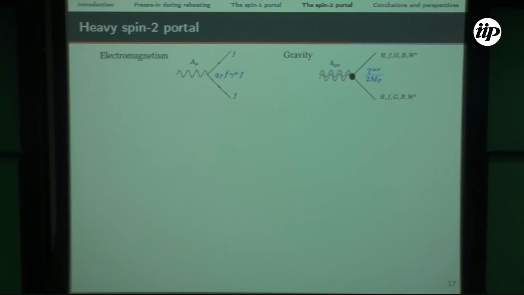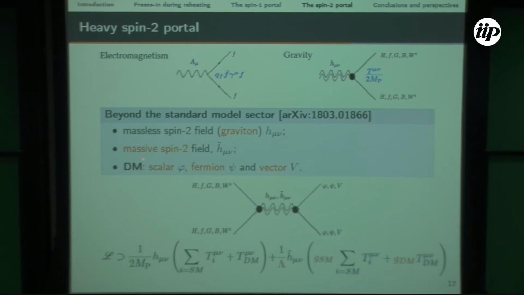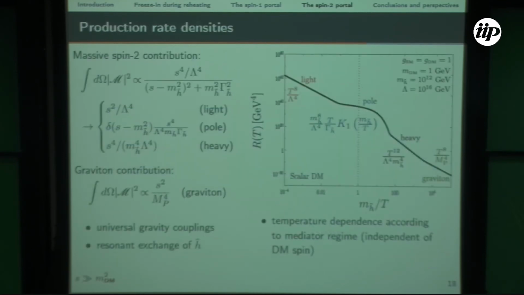Here we consider a massive spin-2 graviton, which is present in extensions of this kind, and dark matter considered as scalar, fermion, or vector. The standard model would be able to produce dark matter through the exchange of massless and massive spin-2 fields. In this effective Lagrangian, everything that interacts is universally Planck suppressed, while interactions with a massive spin-2 are much less suppressed by some lambda, a scale of new physics smaller than the Planck scale. Here are our production rates as a function of the inverse of temperature. Even though the stress-energy tensors are different for scalars, fermions, and vectors, in the limiting case of light dark matter they behave essentially in the same way.